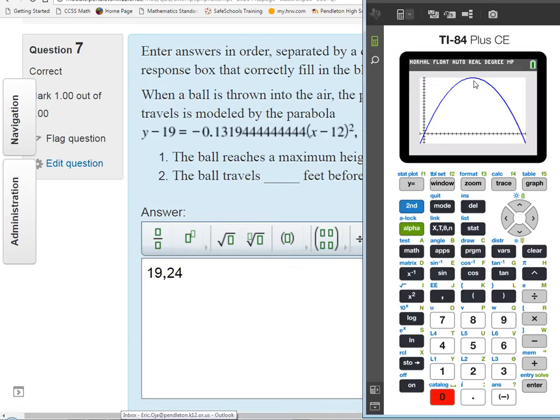So if we want to find the coordinates of the peak using technology, we could just go second calc maximum. And then remember, we've got to choose a left boundary for the maximum. So there's my left boundary. I got to choose a right boundary. So there's my right boundary. And then I need a guess. There's my guess.